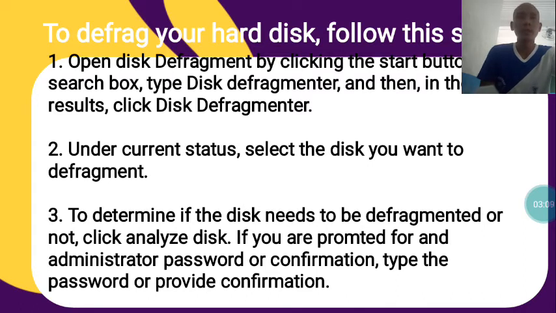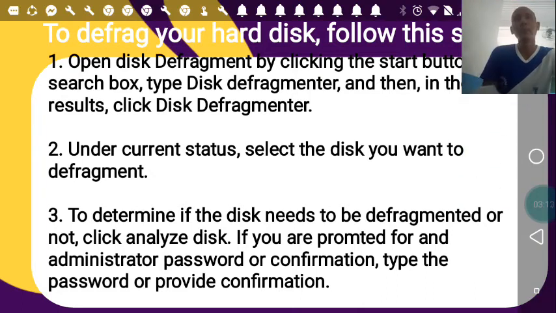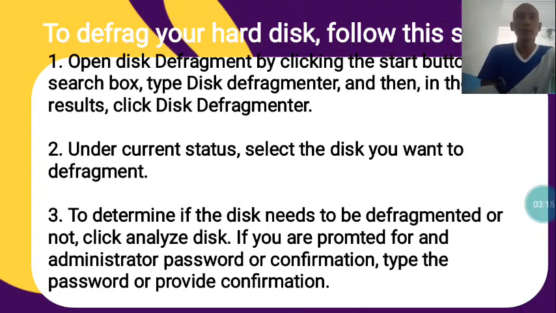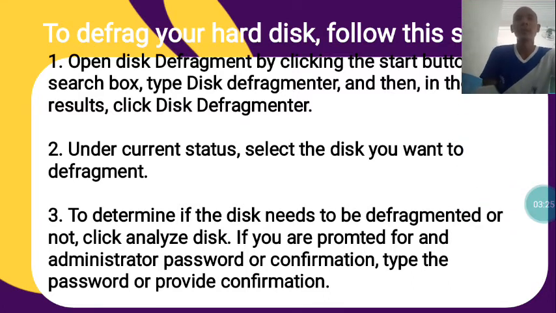To defrag your hard disk, follow these steps. Number 1, open the Disk Defragmenter by clicking the Start button. In the search box, type disk defragmenter, and then in the list of results, click Disk Defragmenter. Number 2, under the current status, select the disk you want to defragment. Number 3, to determine if the disk needs to be defragmented or not, click Analyze Disk.